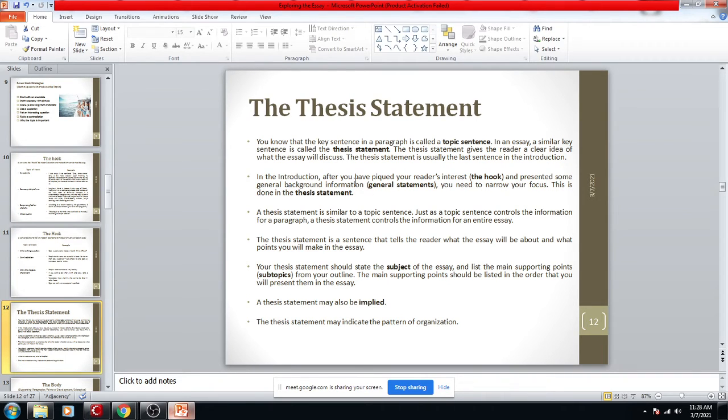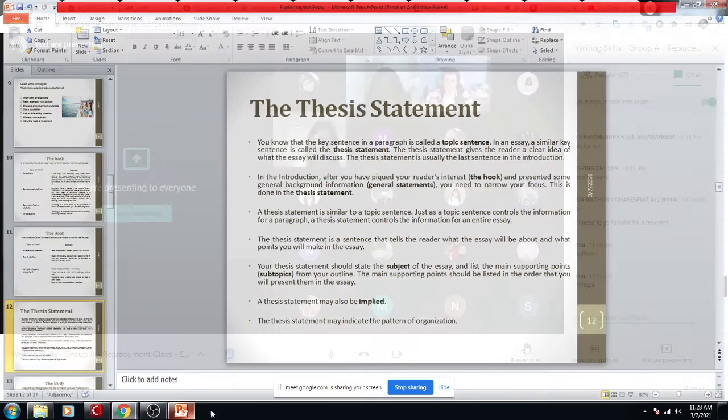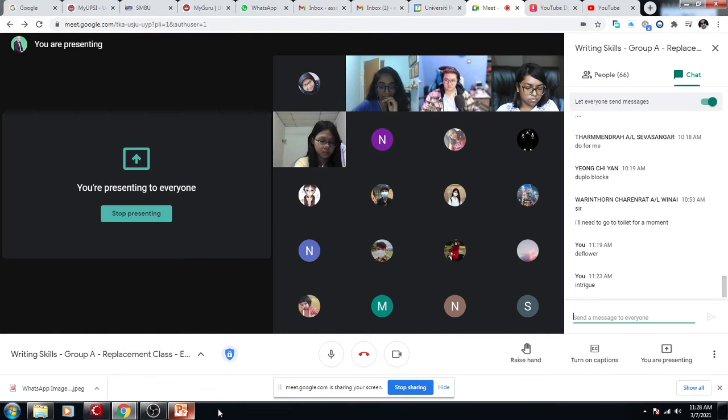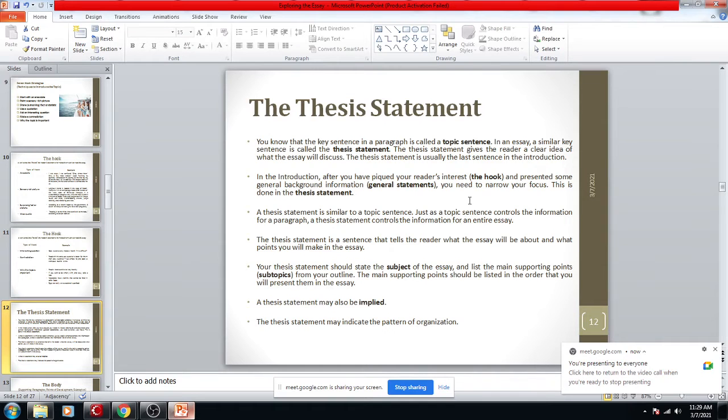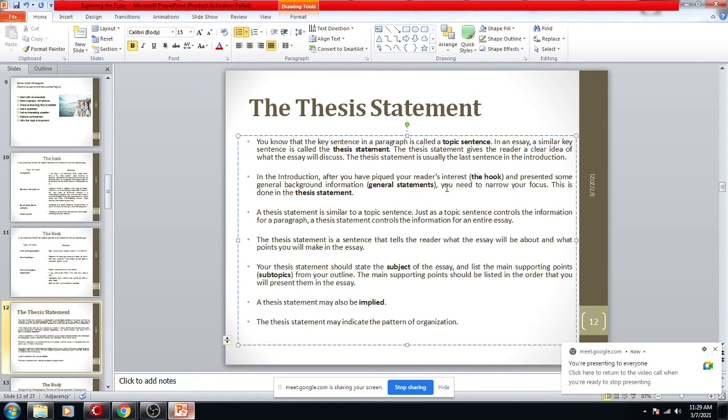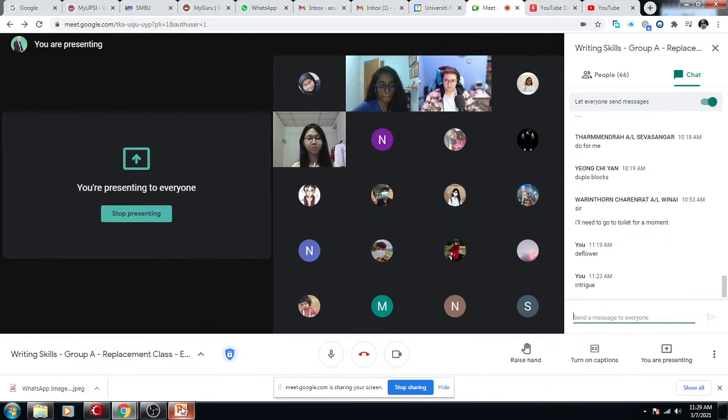In the introduction, after you have piqued, intrigued your reader's interest, the hook, and presented some general background information, the general statements, the transition, you need now to narrow your focus. This is done in the thesis statement. I think we're very clear now about the elements or the structure of the introduction, the funnel introduction.